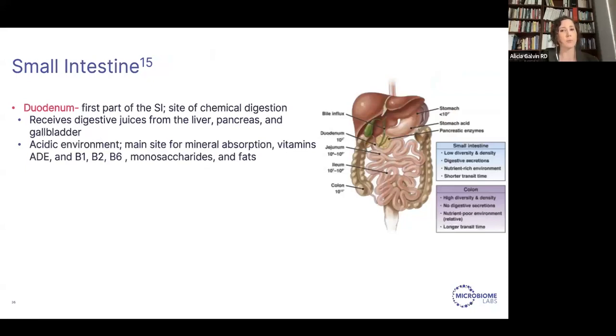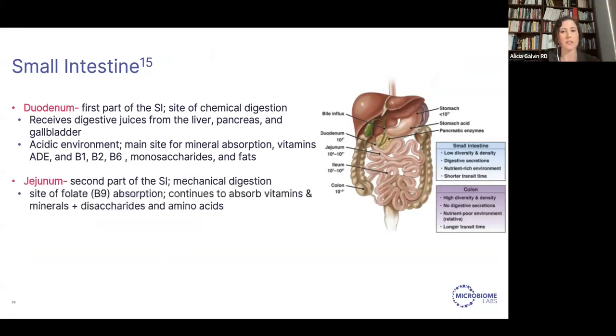So in that first upper part, which is the duodenum, it's that first part of the small intestine. This is where you have mostly digestive juices from the liver, the pancreas, and the gallbladder. So things like bile and pancreatic enzymes. It's a much more acidic environment because you're getting that chyme that's coming from the stomach. And it's also where you're going to get a lot of mineral absorption, fats to some degree from the pancreatic lipase, B1, B2, and B6.